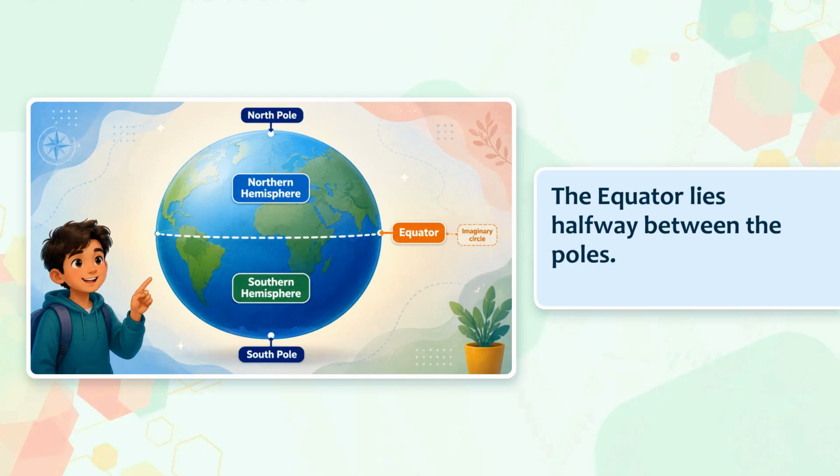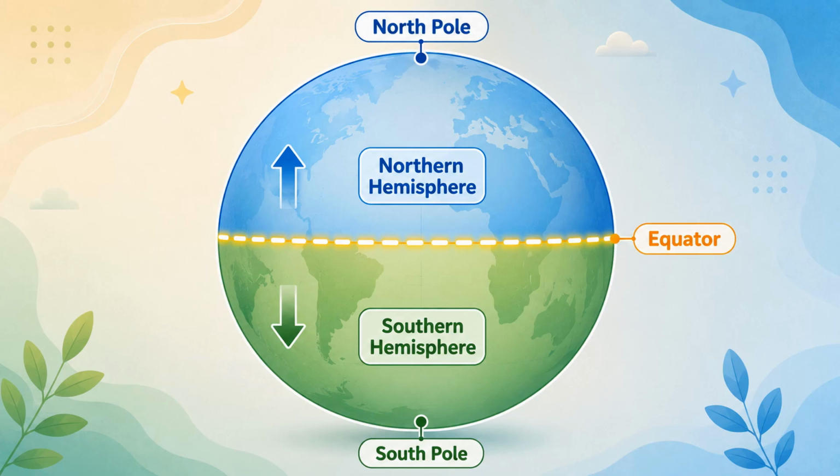The equator lies halfway between the poles. It divides Earth into northern and southern hemispheres. The equator is a shared reference line, not a physical band around Earth. Because it is midway between the poles, it consistently divides the globe into northern and southern halves.